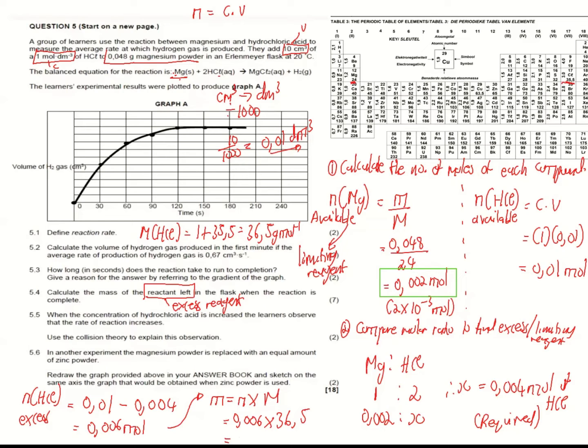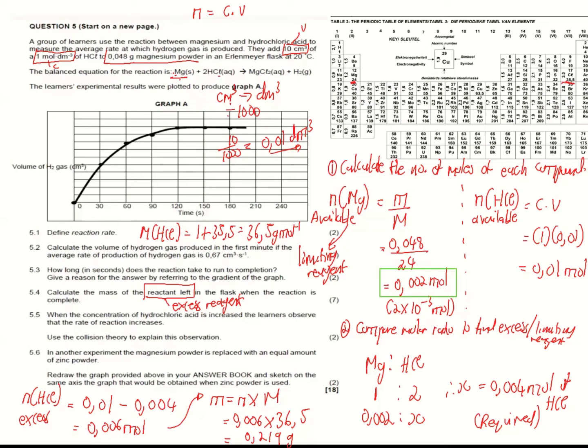So 0.006 multiplied by 36.5 will give us 0.219 gram. And there you go, 7 marks just like that. So yes, it was a pretty long question, but it just needed you to understand your concepts from grade 11, limiting and excess reagents, and that's your basic stoichiometry right there.